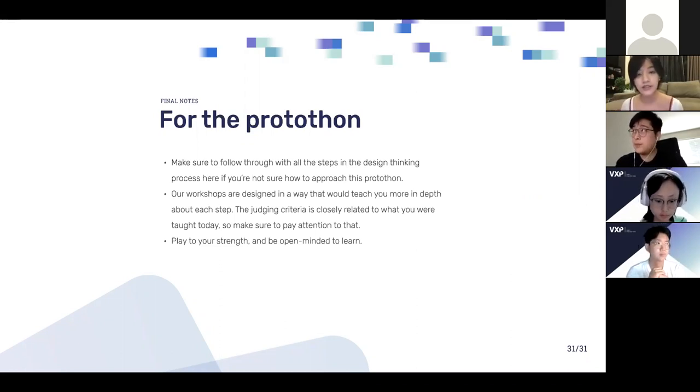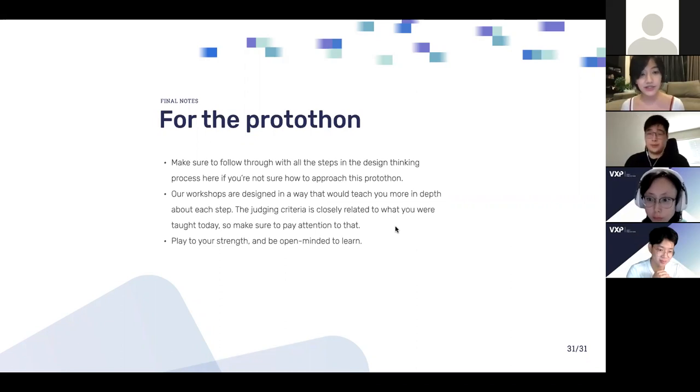So for this one here, today you specifically learned the overall process, the empathize, define, and ideate steps. Meanwhile, we have other workshops that also focus on prototyping, so the Figma series, or the user testing workshop. And then we have the project management workshop as well, which will be very useful for the Proton itself. The judging criteria is closely related to what you were taught today and the other workshops as well. So also pay extra attention to that.